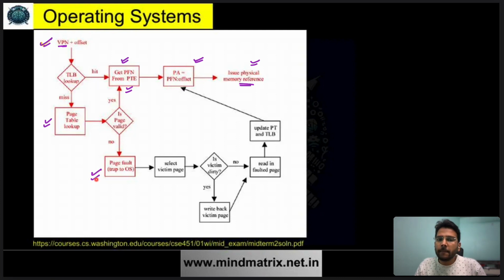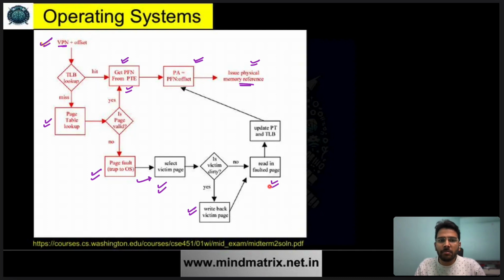In that case, a page fault will be generated. A page fault interrupt will be generated, trap to the operating system, and then the operating system will do what? It will select the victim page, right? That means the page replacement algorithm will come into the picture. From here on, everything is being handled by the operating system. The operating system will select the victim page, and it will check whether the page is dirty or not. For that, we have a dirty bit, right? That means the page is modified or not. If it is modified, you have to write back first to the secondary memory, and then you have to load or read the faulted page.